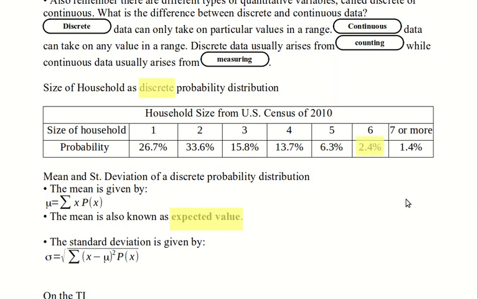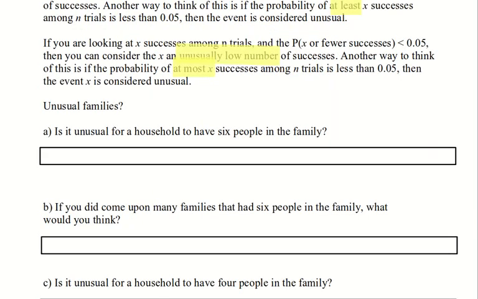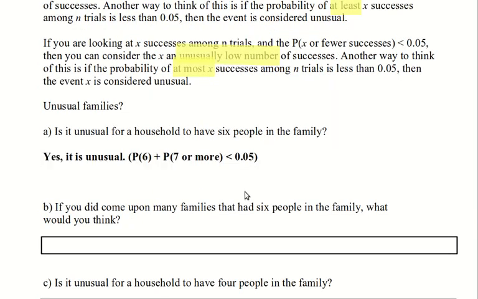But we're basically asking the question, is that an unusually large number of people in a family? If so, we have to look at all the families larger. In other words, we have to also include the probability that the family has 7 or more people in it. So when we ask this question, we have to take the probability of having 6 people and add the probability of 7 or more to that. That's still less than 5%, so yes, this is an unusually large size for a family in the United States at the time of the 2010 census.